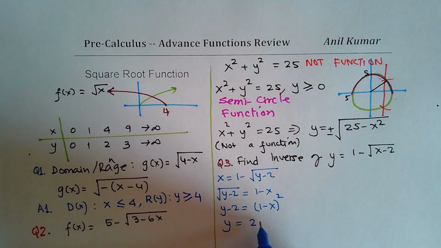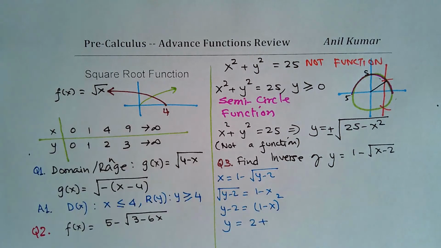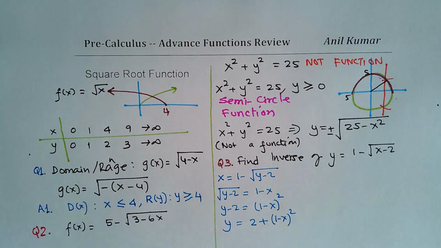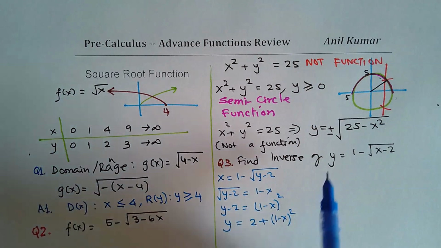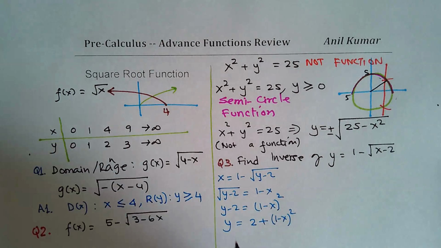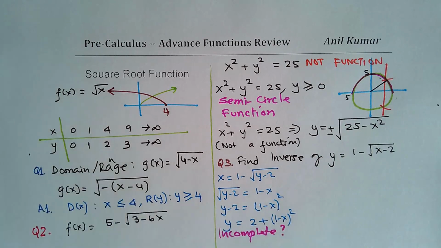So 2 plus (1 minus x) squared. We'll write this. Now, is that the inverse of this function? Is that the inverse of this function? This is the question, right? So the answer is no. The answer is no. It is still incomplete. Can you tell me why?